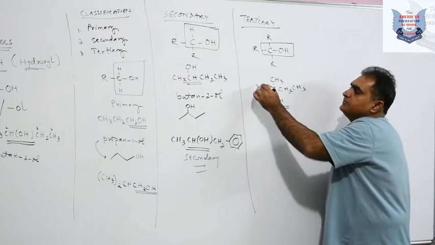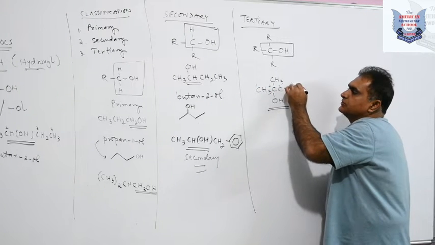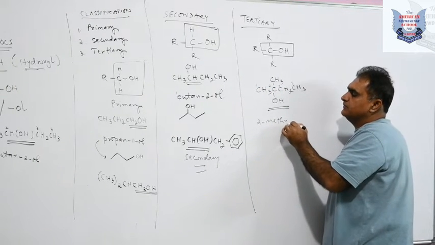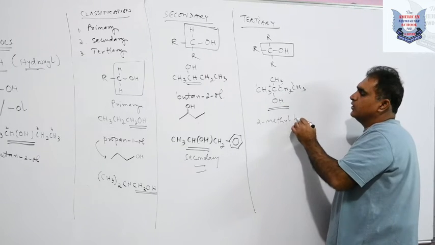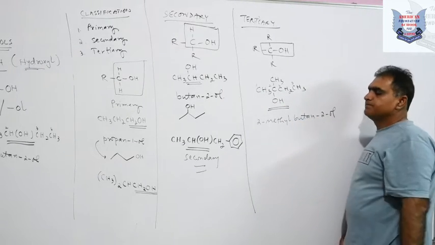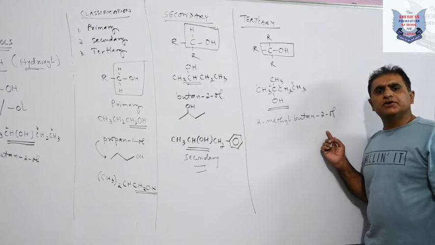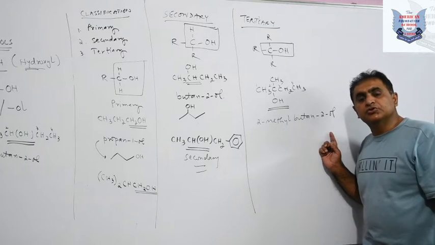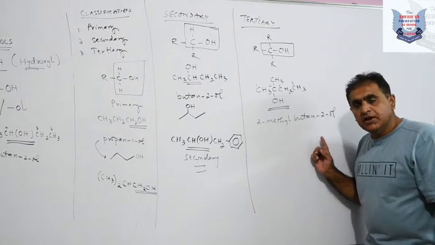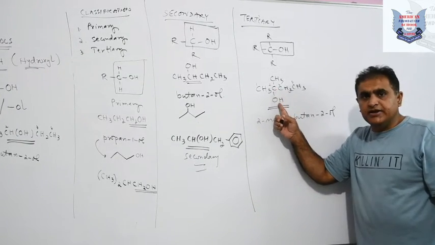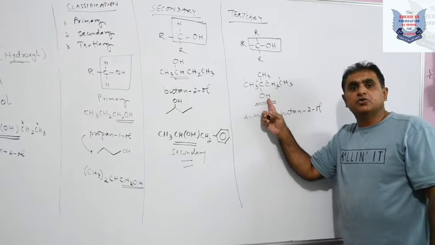And if we give the name to this tertiary alcohol, 1, 2, 3, 4, now this compound is 2-methyl and having 4 carbons, that means it is butan-2-ol. So 2-methylbutan-2-ol is the name of this organic compound, and this compound belongs to tertiary alcohol. And why is it tertiary alcohol? Because it contains the C-OH linkage. It contains the C-OH bond.